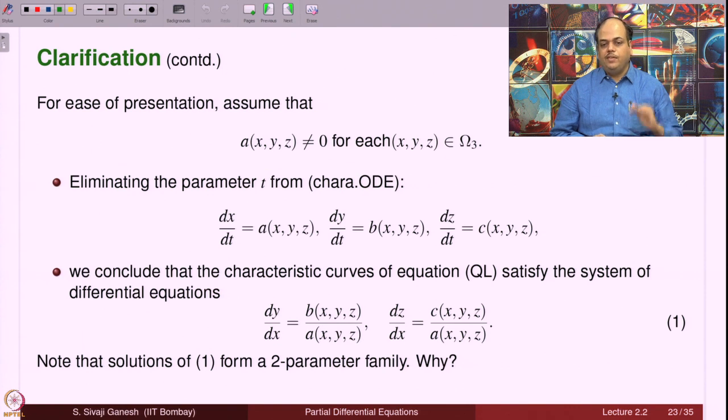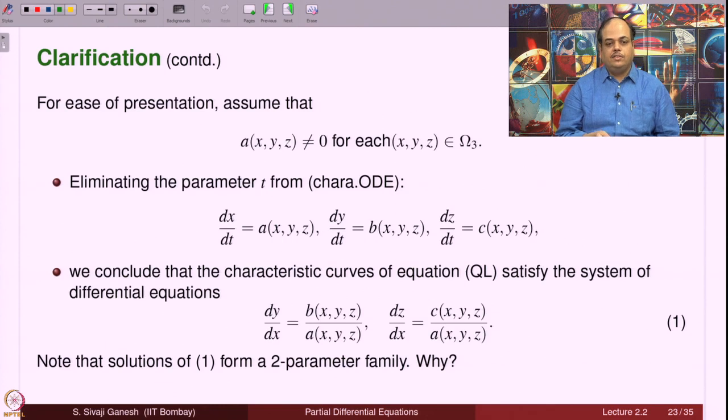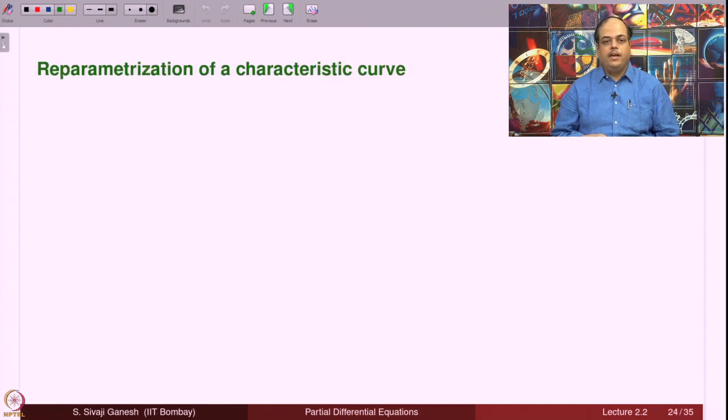Justification is exactly the same as what we gave for the system of characteristic ODE, a system of 3 equations, a 3 parameter family. Similar explanation gives you that it is a 2 parameter family. Now, you see here the t has vanished in this, there is no t in this. Okay, reparameterization of a characteristic curve.